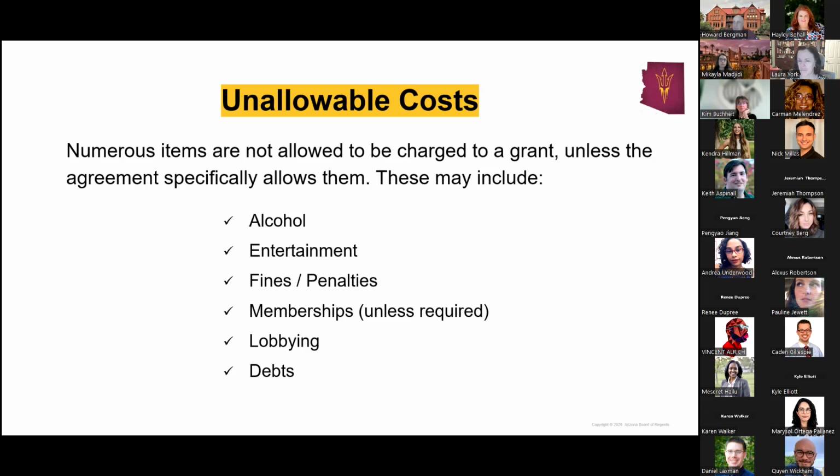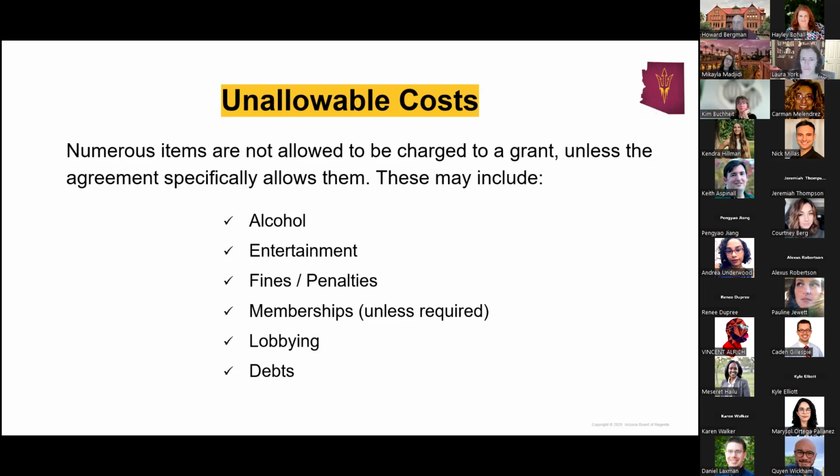Memberships in organizations are not allowed unless it's specifically required. Sometimes it is specifically required for you to join an organization in order to get the award from them. If it's spelled out like that, then yes, the grant can pay for it. Otherwise, it can't be included. You can't include different memberships just because you want to be a member of a certain organization and charge it to a grant. Any lobbying activities and any debt payments are not allowed.